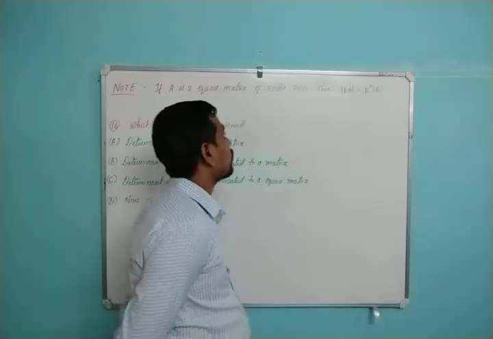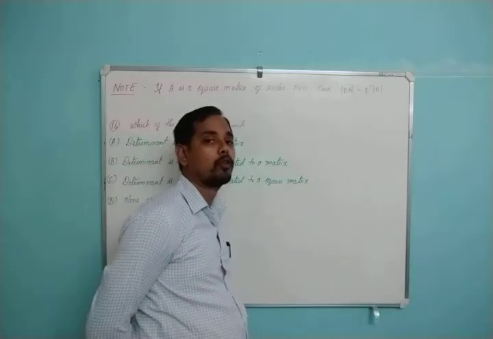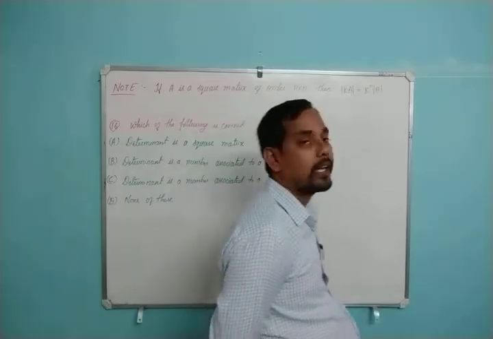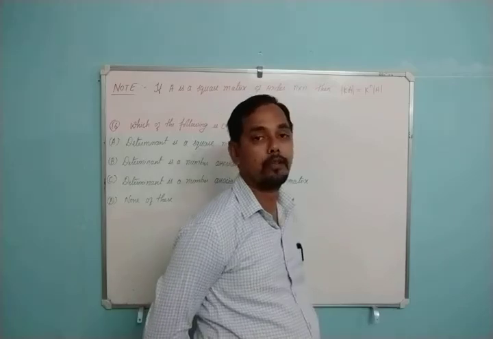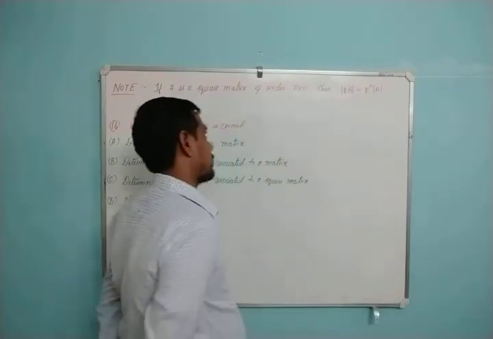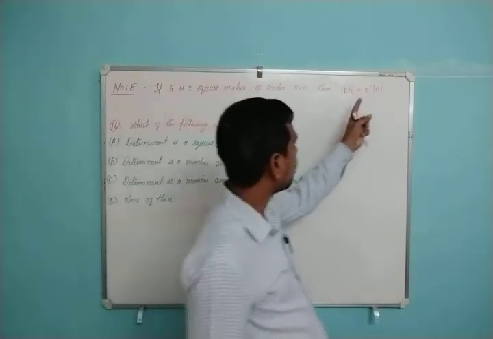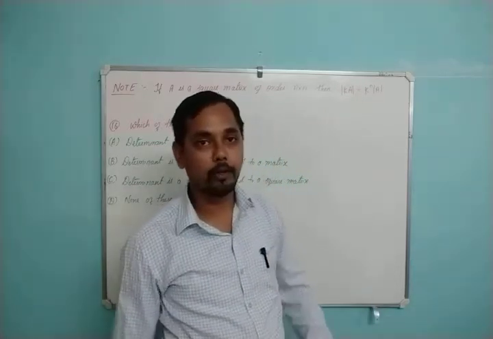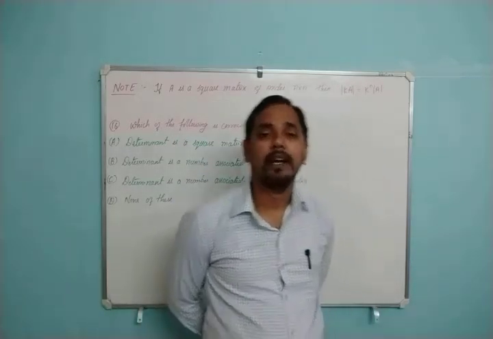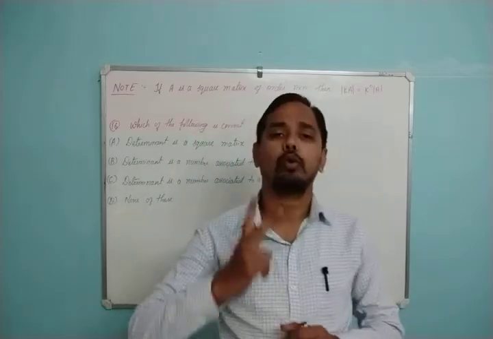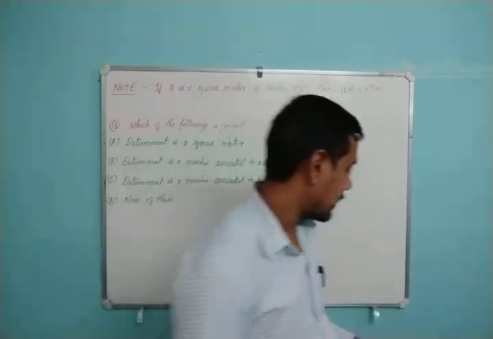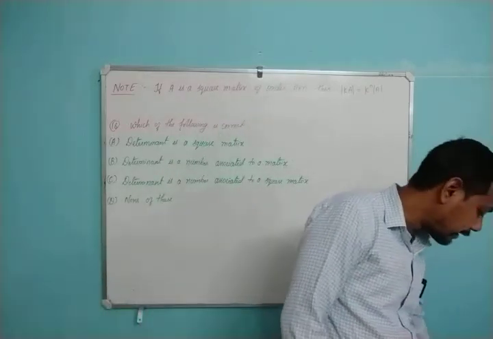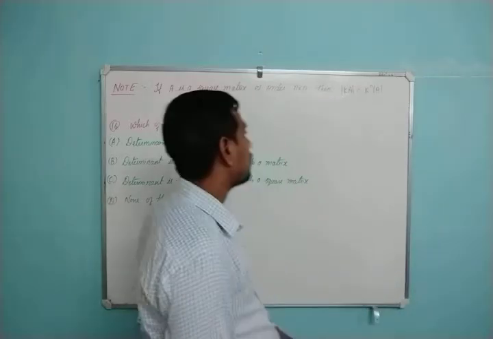In the previous case, what was n? n was 3, so we had a 3 cross 3 matrix. Then what is the determinant of K into A? It is given as K to the power n into determinant A. In the previous problem, it was a 3 cross 3 matrix, so we got K to the power 3, that is K cube into determinant A. And as I said, if it is a 2 cross 2 matrix, that is if n is equal to 2, then the determinant of K into A will be K square into determinant A.